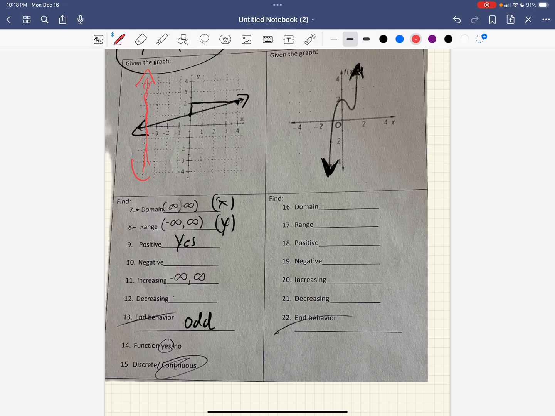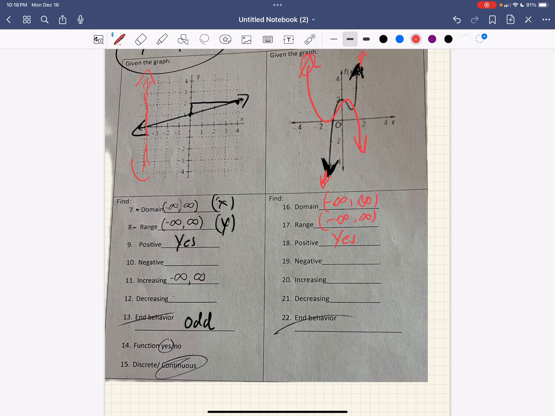Same thing for 16 over here. So this is, again, negative infinity to positive infinity. Sorry, I can't draw infinity. Range, same thing. We're still going down here forever, and we're still going up here forever, right? So again, negative infinity, positive infinity. Positive, yes, it is positive because it goes low to high. If it had gone the other direction, something like this, that would actually be a negative function because it finishes high to low.